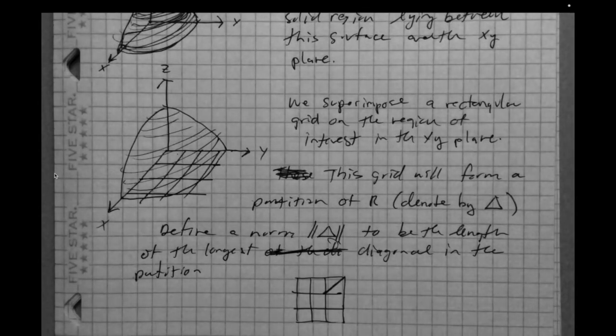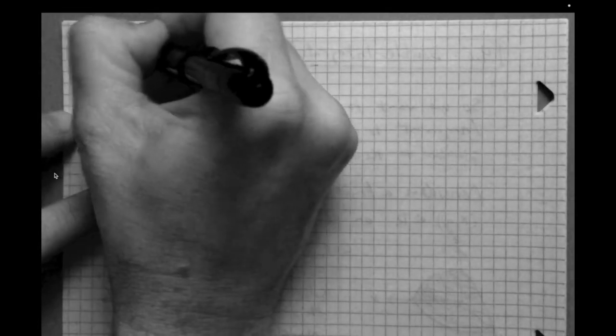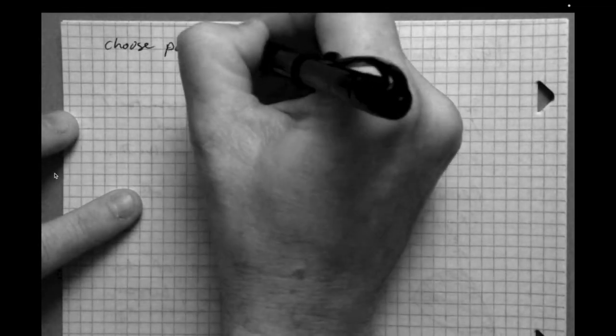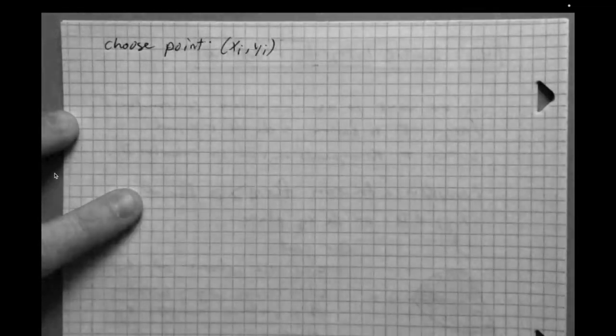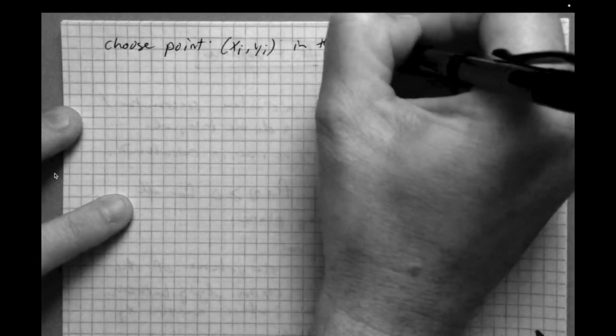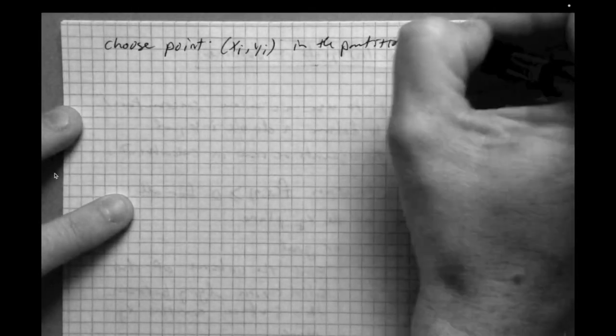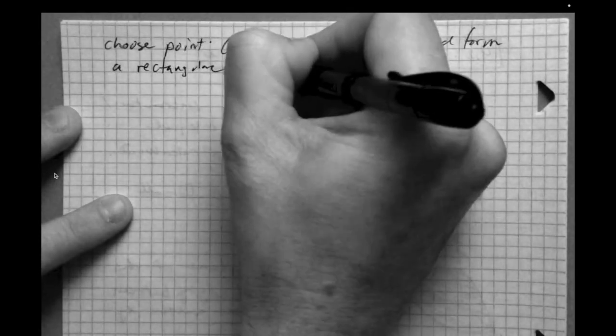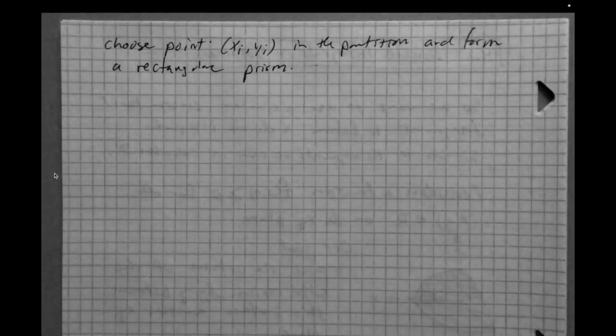Okay, so what comes next? Well, what we want to do next is choose a point xi, yi in the partition, and form a rectangular prism. We'll call it a prism. It's going to be prism-like.